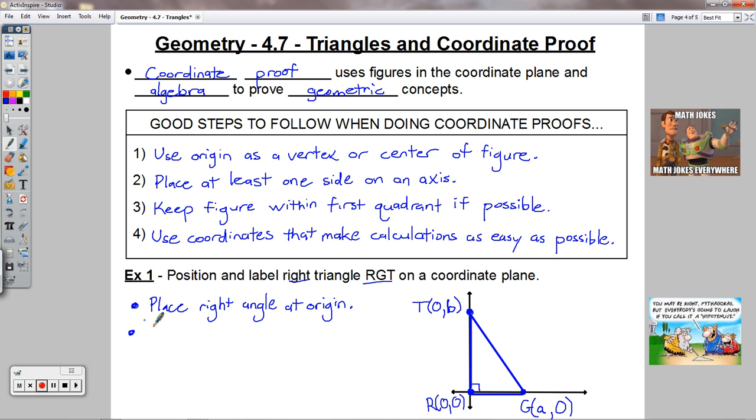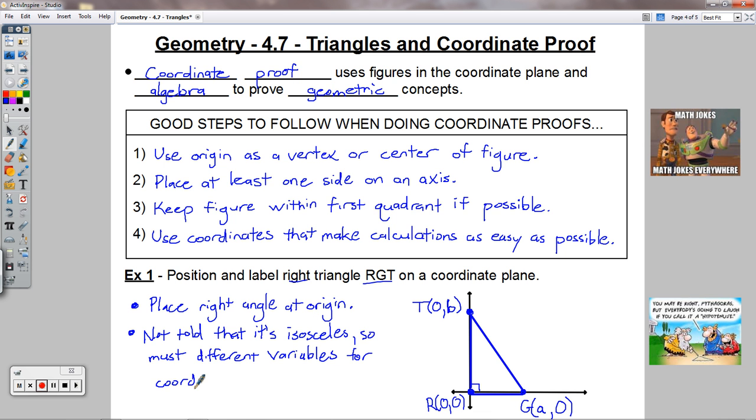And so my thought process there was this: I was not told that it's isosceles, so I must use different variables for the coordinates of G and T.